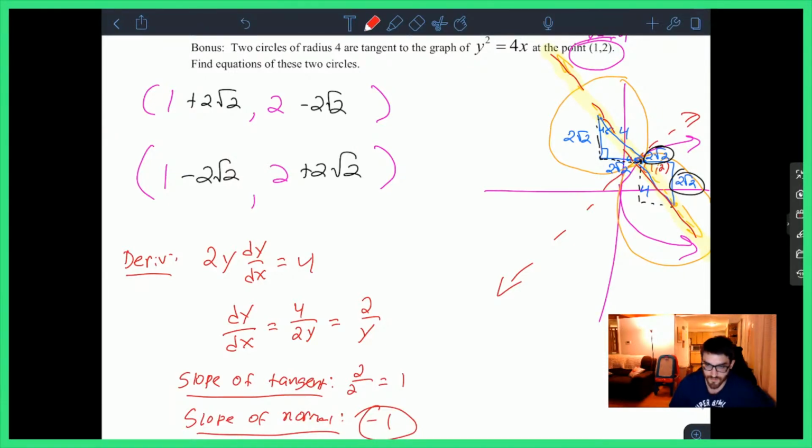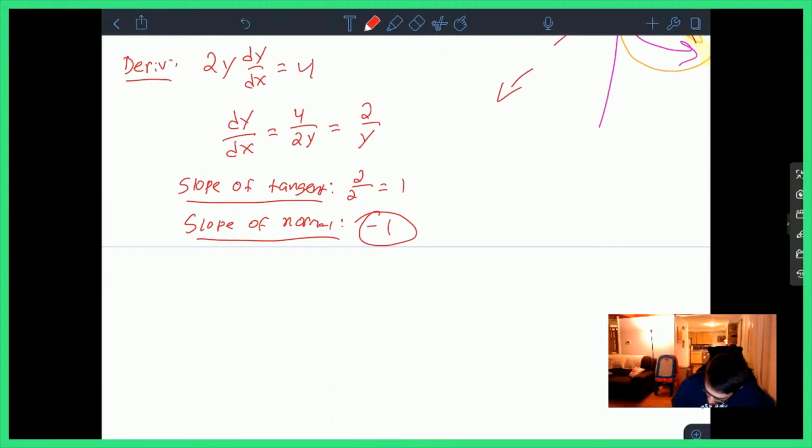The center of the circle is very, very obvious. The center of the circle will not lie on the tangent. So I think we're done. All you have to do now is just write the equation of the circles. And so it looks like we need to write it down. So what is it going to be?